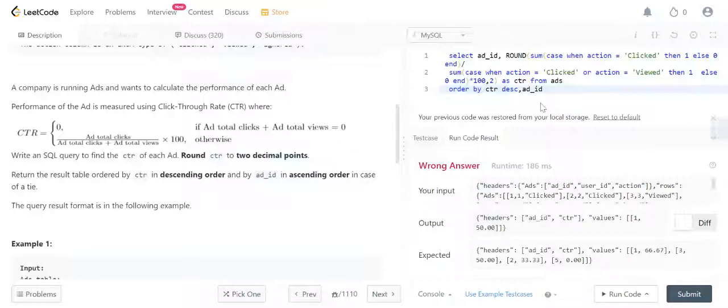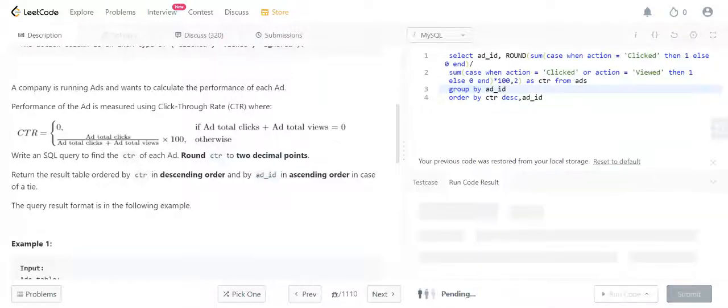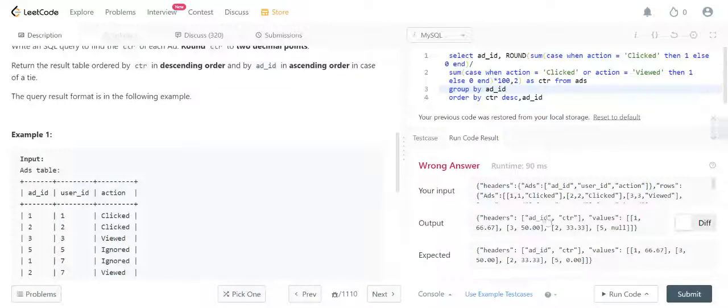Let's try to validate this. Okay, so we forgot to use a group by here, because we have to calculate for each and every ad ID. Now let's run this. If you could see for ad ID 5, this is coming as null.